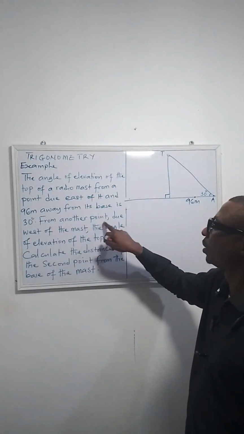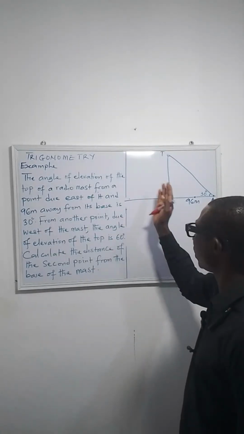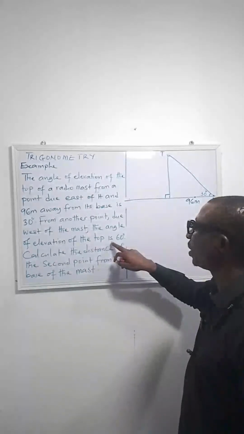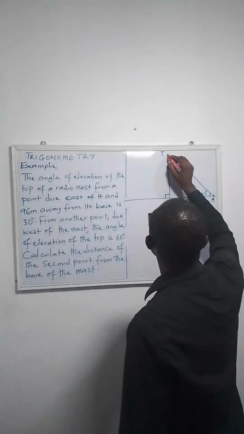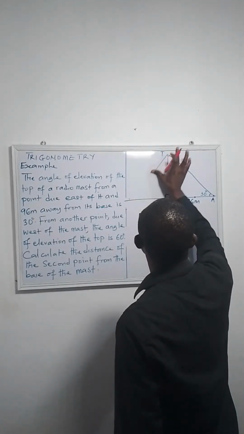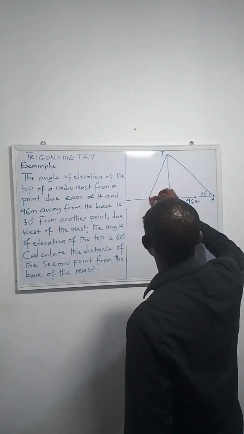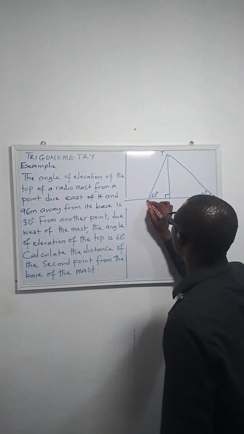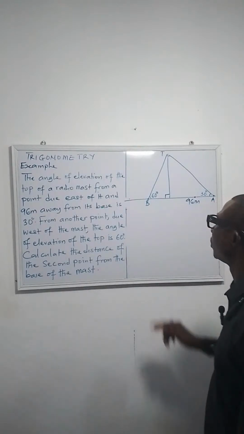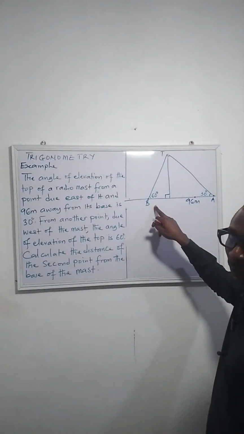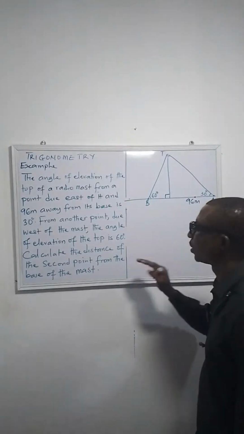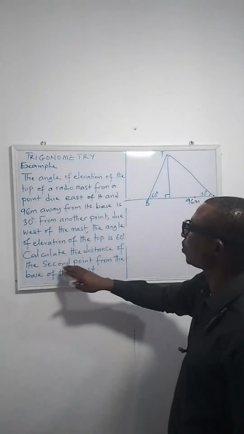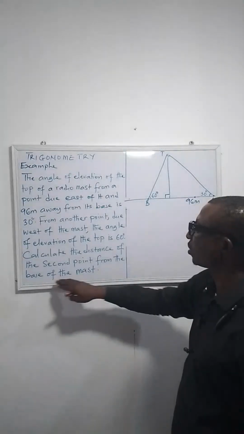From another point, due west, so the other side, due west of the mast, the angle of elevation of the top is 60 degrees. So we have here, this one should be closer. So this is going to be 60 degrees. The angle of elevation of the second point is 60 degrees. I want to believe you understand that, right? Now the question says calculate the distance of the second point from the base of the mast.